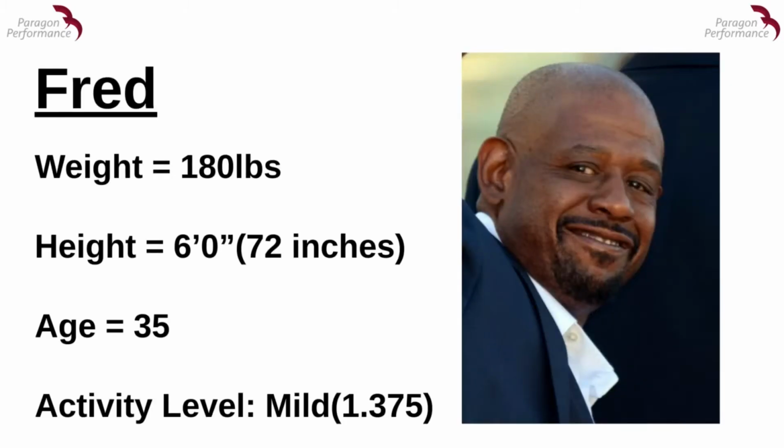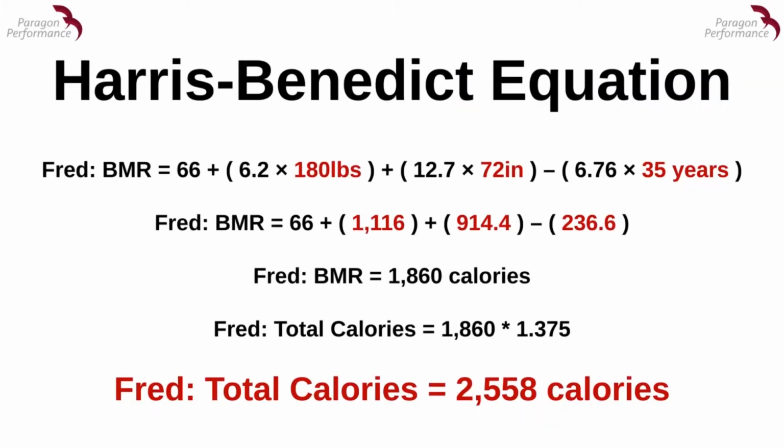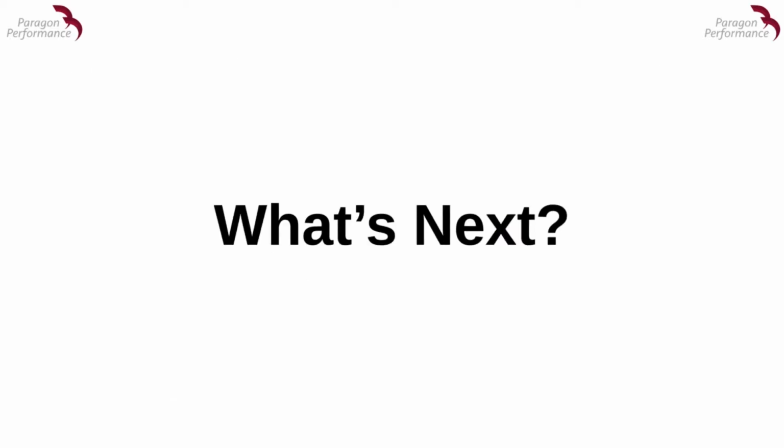So if you remember, this is Fred. Oh, it looks like Forrest Whitaker, but it's Fred for this example. He weighs 180 pounds, stands 6 foot tall or 72 inches, is 35 years old, and has a mild activity level of 1.375, which we used in our Harris-Benedict equation. In the last video, we calculated that his baseline level of calories, just for the activity that he has during the day, living his life, etc., would be 2,558 calories. But Fred wants to lose a little bit of weight. So how do we do that?